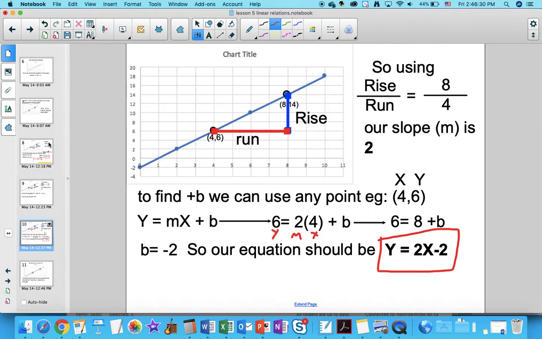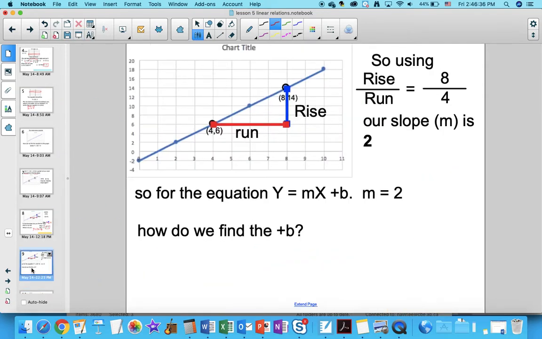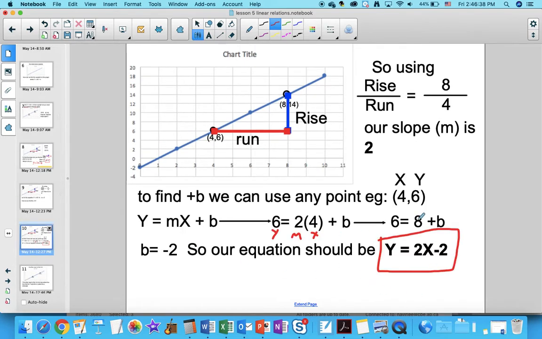This graph is the same data from this chart, right? It's the same data. So y equals 2x minus 2. And that's how you would get the equation from a graph.